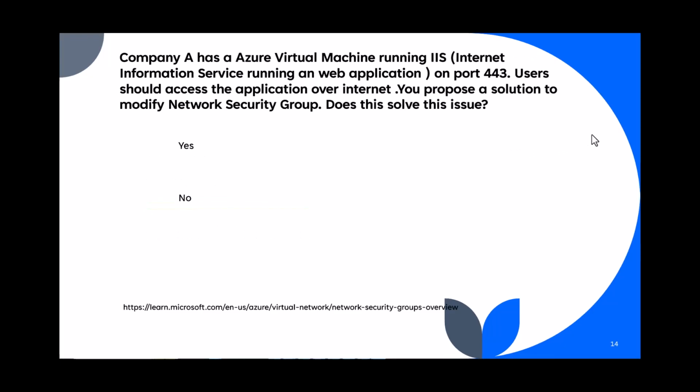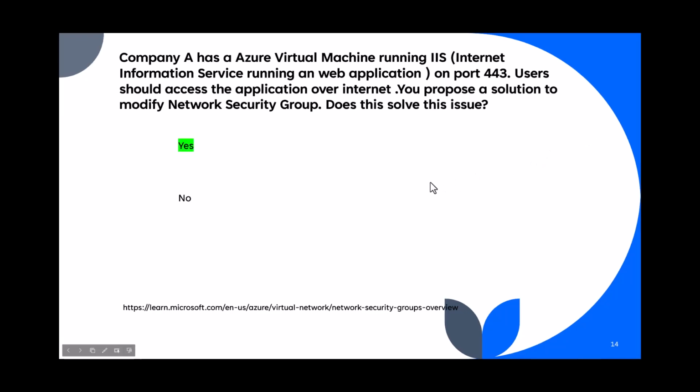The question number 14. Company A has an Azure virtual machine running IIS, Internet Information Service, running a web application on port 443. Users should access the application over the internet. You propose a solution to modify the network security group. Does this solve this issue? So basically it has an Azure virtual machine with IIS installed and a web application running on port 443. So users will be accessing that application over the internet, HTTPS. And you propose a solution to modify the network security group, but does this solve this issue?